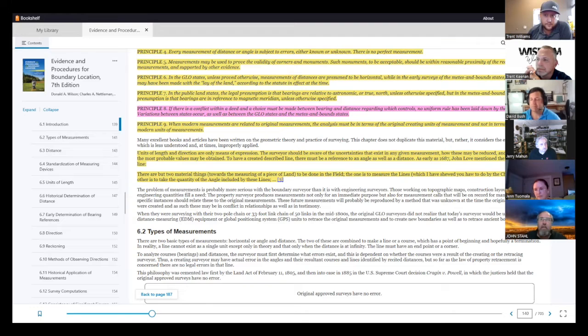I generally, on boundaries, double my angles. I try to keep my traverse to a minimum, like the traverse points, try to do as few of those as I possibly can. If it does get too complex, then I will close the loop.